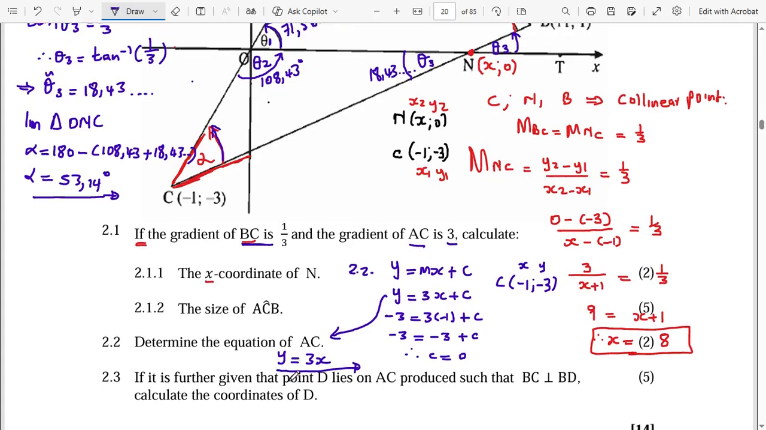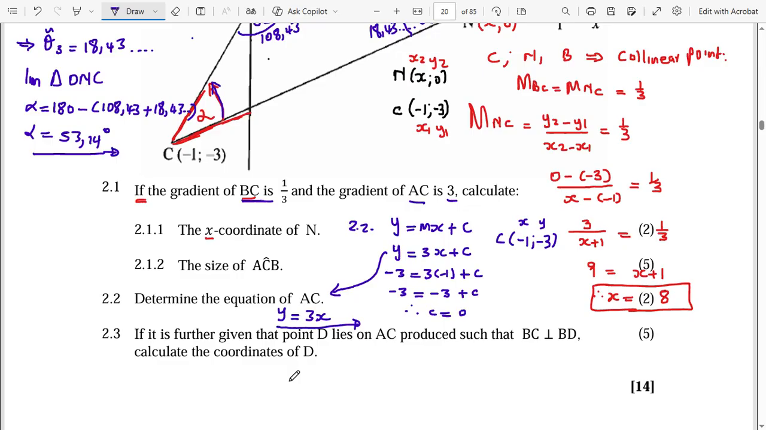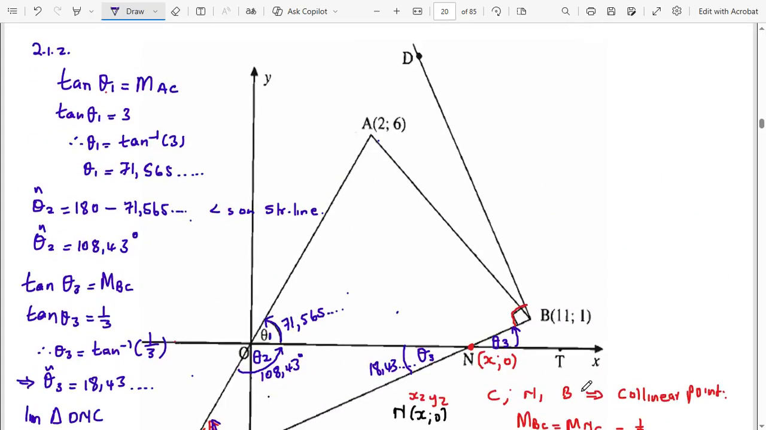So now the next question says, it is further given that the point D lies on AC produced such that BC is perpendicular to BD. Okay, let me take this slow. It is further given that point D lies on AC. Let's go and mark that. They say this point D lies on this line AC. So D should be on that AC. I'm just going to put it like that. So this is what we have.